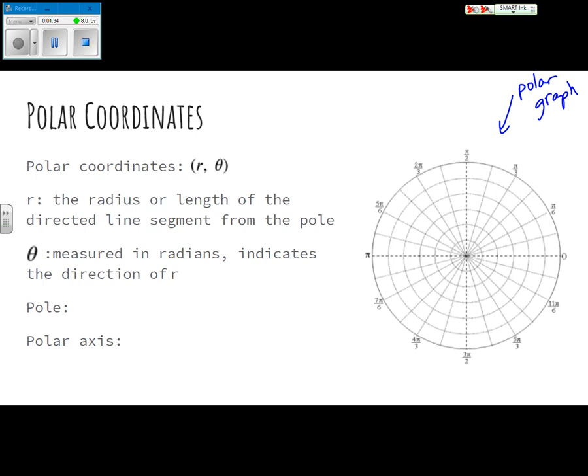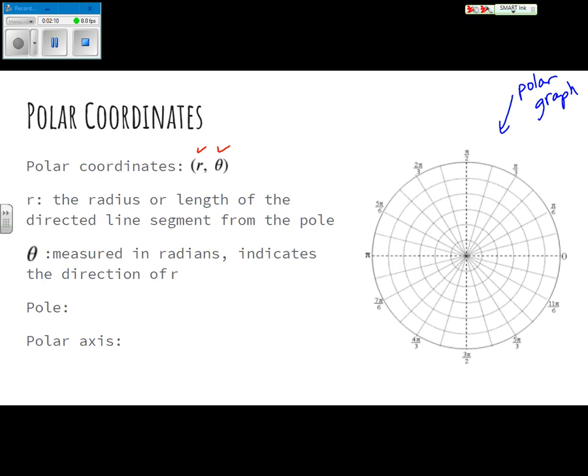Now, on a polar graph, I don't have x, y points. Instead, I have r, theta points. And the r and the theta mean the same thing that they did back when we did the complex numbers. The r stands for the radius, or the length that I am from the pole. And the theta stands for the direction that r is in, kind of like the angle at which it is from the positive x-axis.